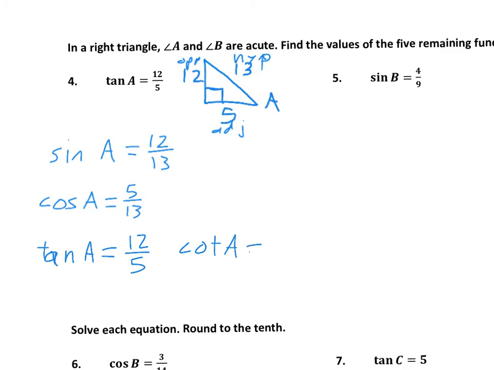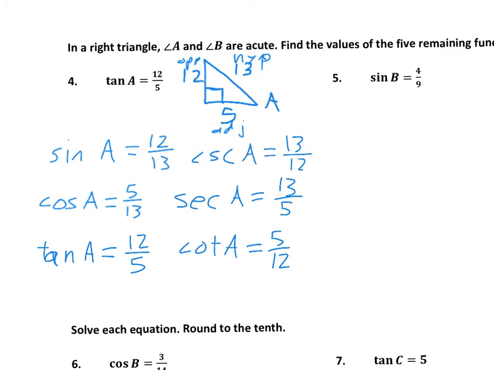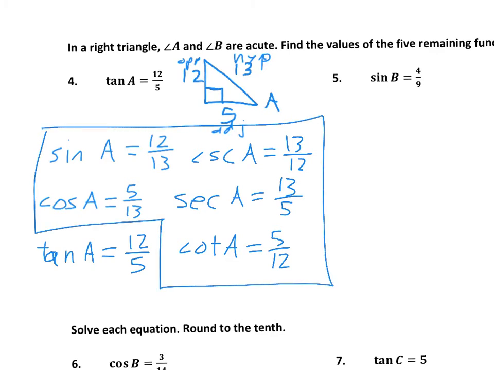Right, cotangent is the reciprocal of tangent, so the reciprocal of 12 over 5 is 5 over 12. Secant goes with cosine. And so I'm going in a different order. Cosecant of A will be 13 over 12. So again, they gave us tangent, and we found the other 5.